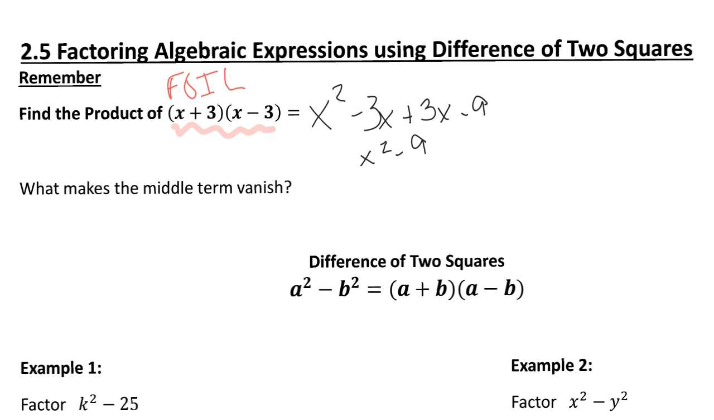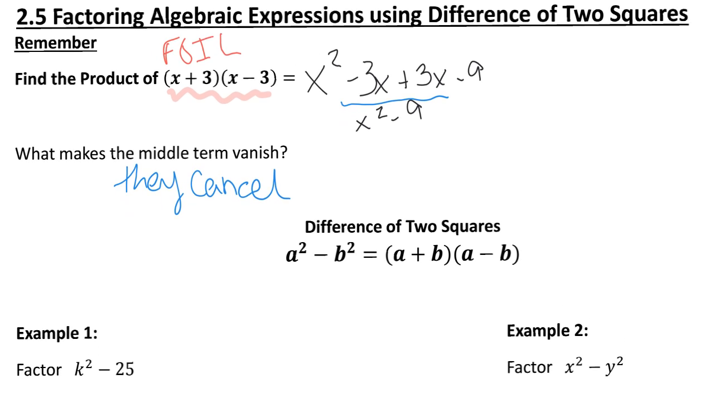What do you think makes that middle term vanish? What makes that middle term vanish, really? So think about that for a second. Answer that question. So they vanish because the two terms cancel out. So we have a minus 3x and a plus 3x. So they cancel out. Okay. So that's why they vanish, because they cancel out.